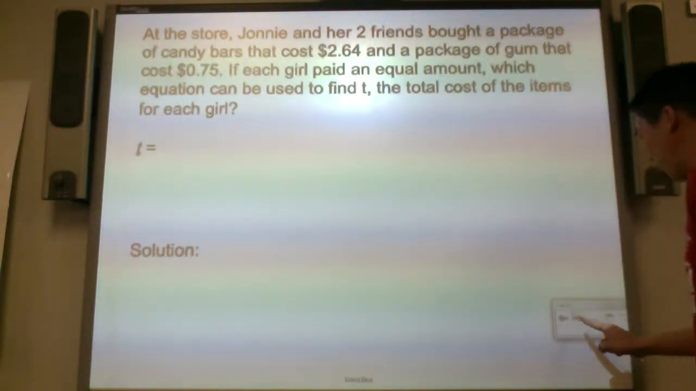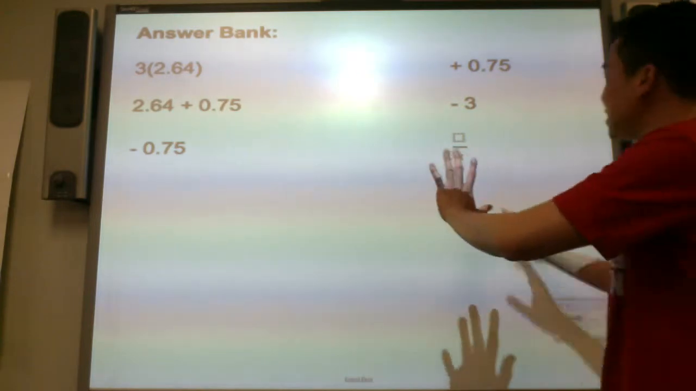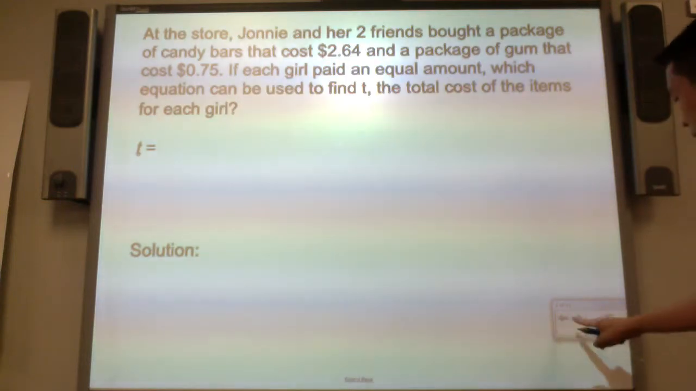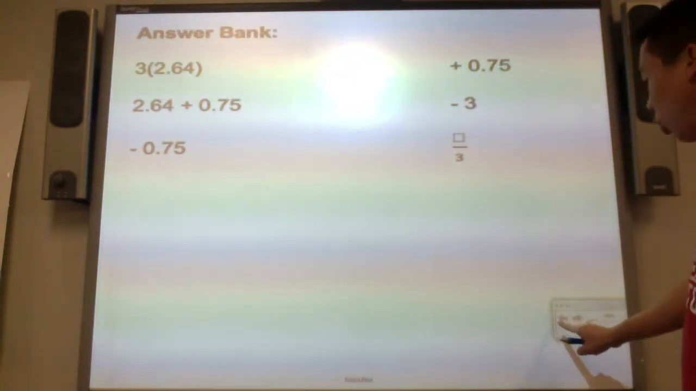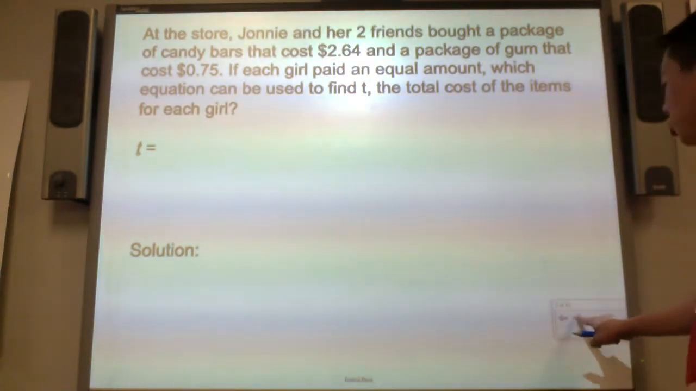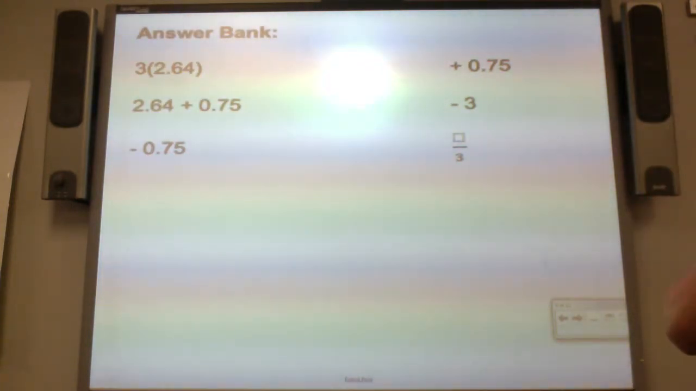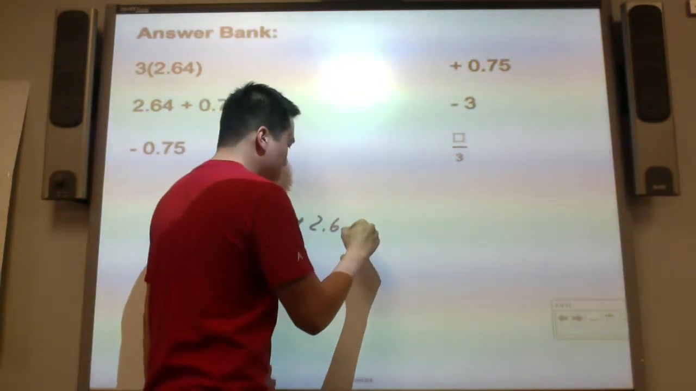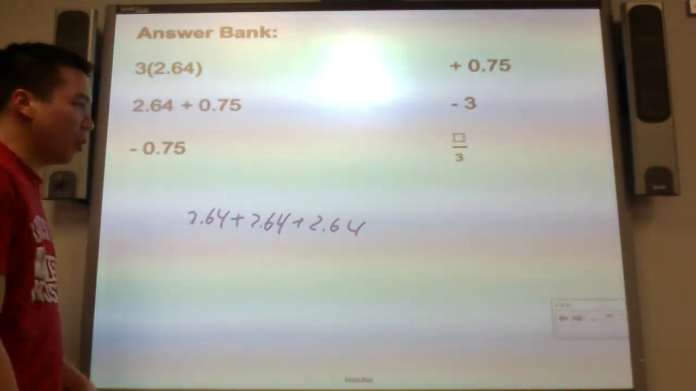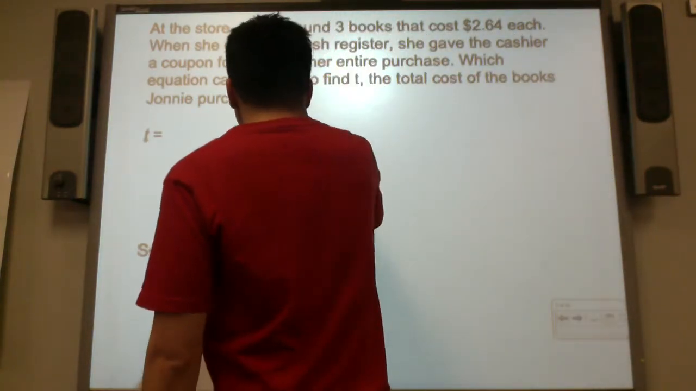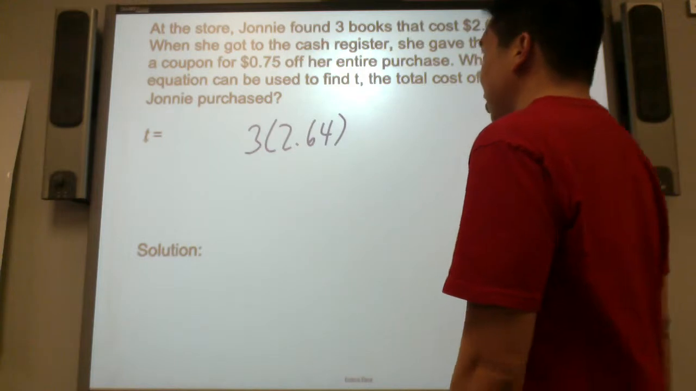Let's look at our answer bank. We're going to take numbers from here and retrofit them back into the equation. So what numbers do we need here? Let's go back to our word problem. Johnny found 3 books that cost $2.64 each. Which one shows there are 3 books, each one costing $2.64? You have $2.64 for the first book, $2.64 for the second, $2.64 for the third. Is there another way to do repeated addition? Multiplication. I think it's this one. So it's 3 times 264, 3 groups of 264.